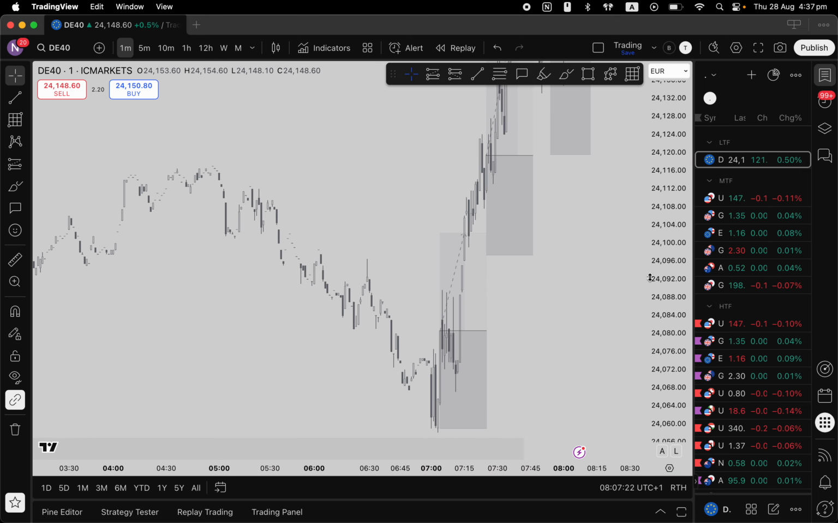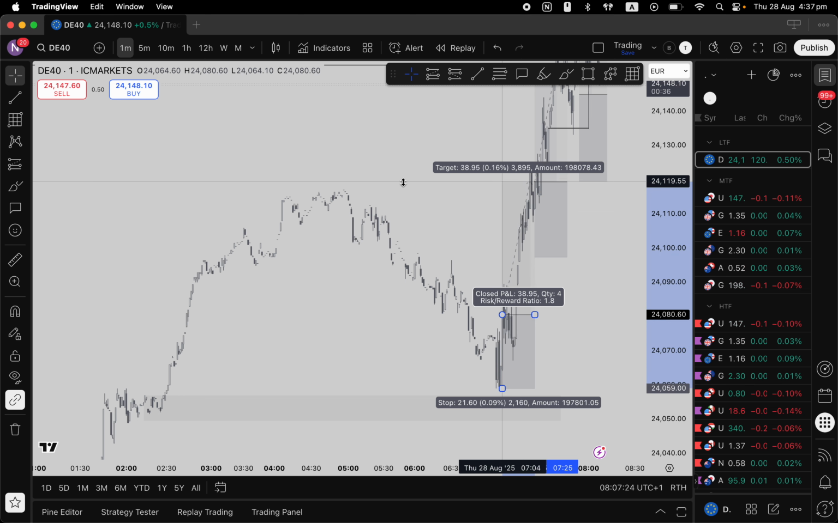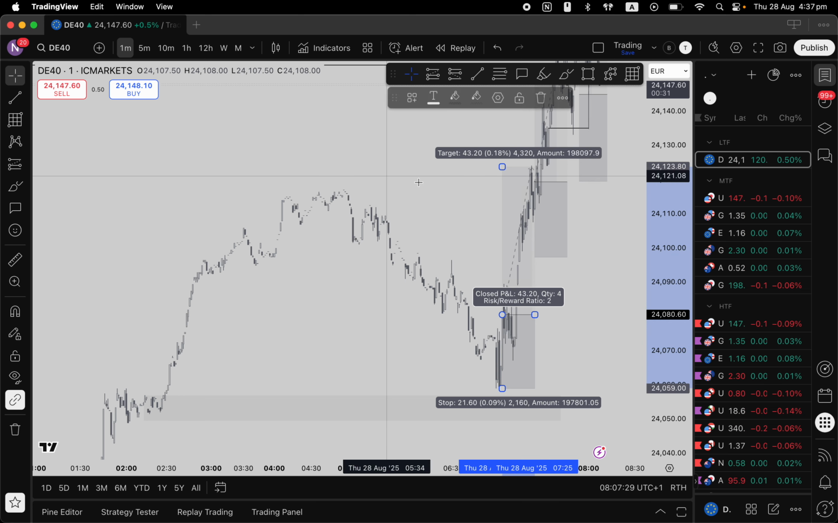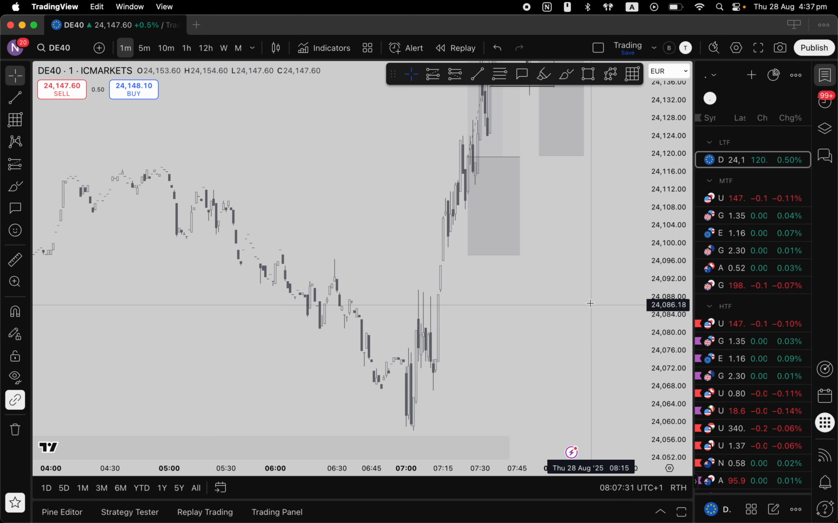So you could have been targeting maybe this previous high here, or you could have just targeted 2R like that. That would have been hit.